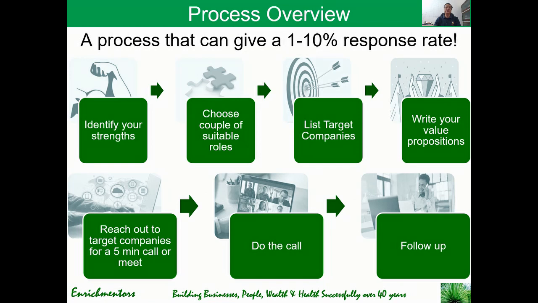And what does this process look like? This is a seven-step process that is proven to give a 1 to 10% response rate in getting interview calls. The seven steps, by now, I think you will know by heart. It starts with identifying your strengths. Based on the strengths, you identify a couple of suitable roles. Then you list target companies where you would get these suitable roles.